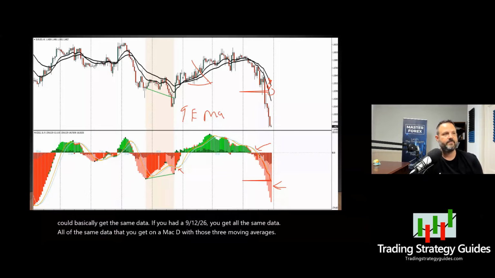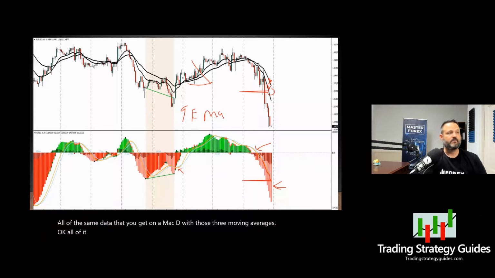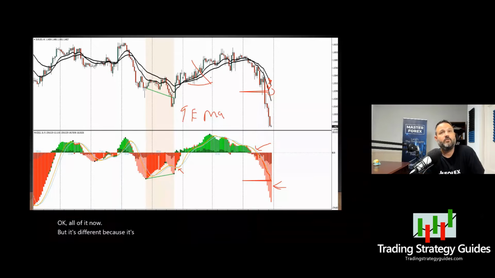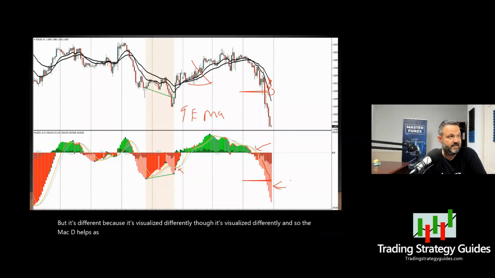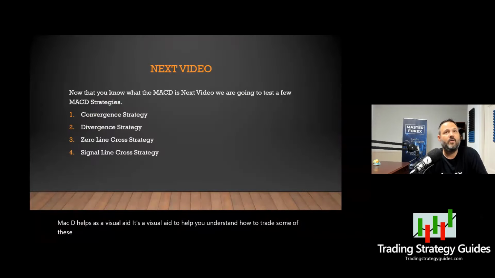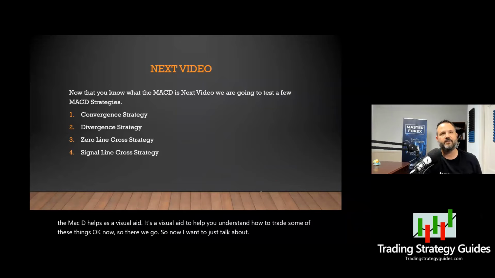All of it. Now, it's different because it's visualized differently, though, right? It's visualized differently, and so the MACD helps as a visual aid. It's a visual aid to help you understand how to trade some of these things. Now, so there we go. So now I want to just talk about the signal line and how it works.